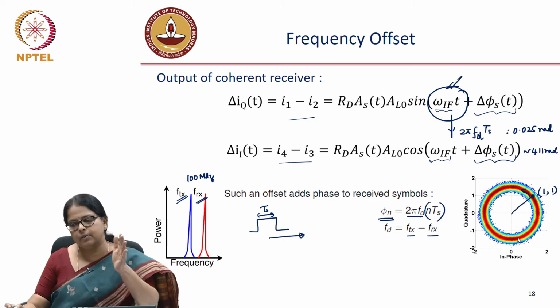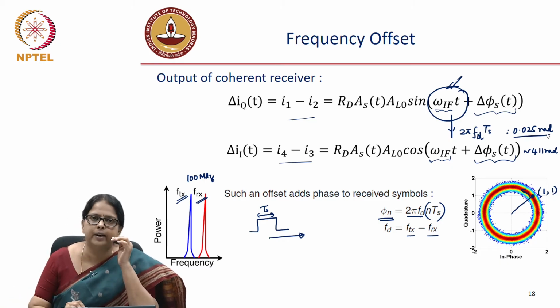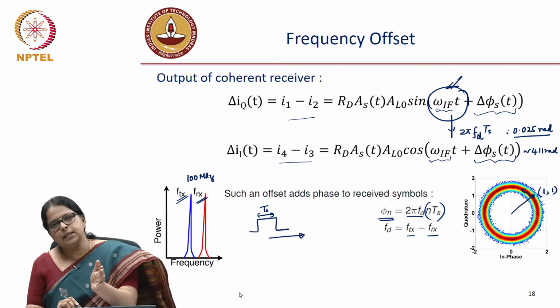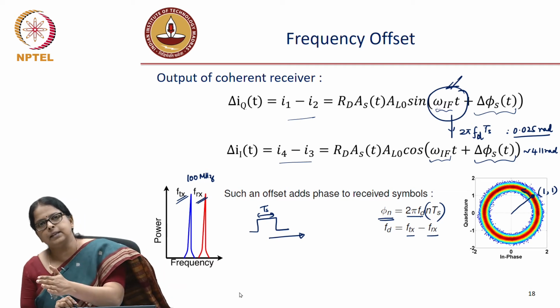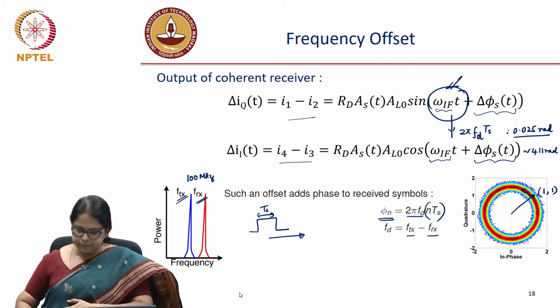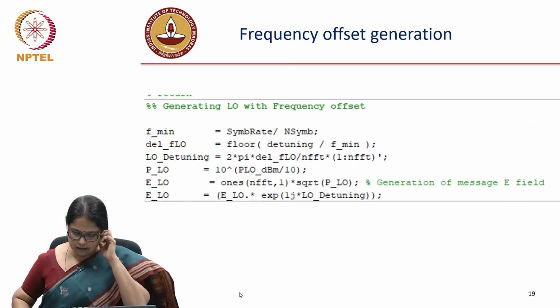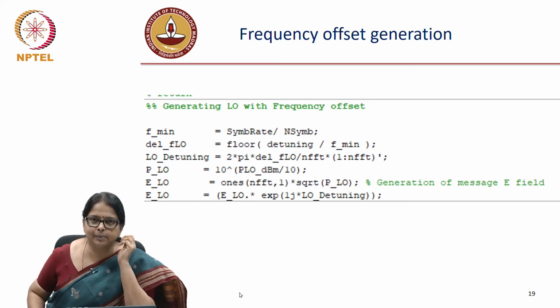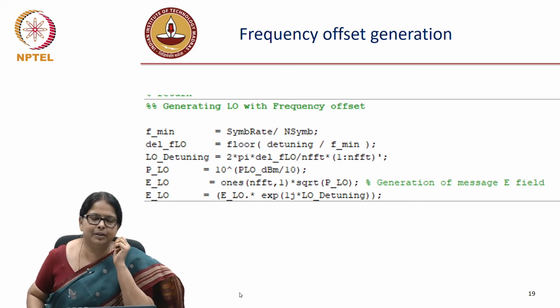So, if after one symbol there is 0.025 radians, if only we are able to find out what this FD is, after every symbol, from whatever phase I estimated, I will subtract this number and bring my constellation back to the same point. Okay. So, first of all, we will see how to generate this laser frequency offset, and then we will try to see how to correct for it.